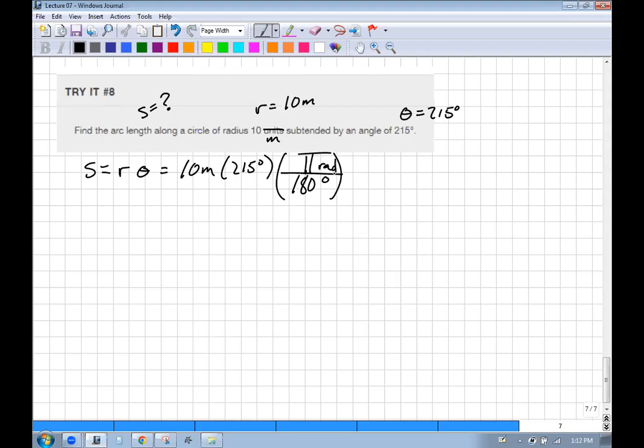I'm not even going to write the word radians, because if somebody asks you for a length, you don't want to say meters radians, right? You just say meters. So I'm going to throw away the word radians, because it's a dimensionless unit. So we have whatever that times that times that is, that's just some number of meters that you can get out of your calculator, okay?